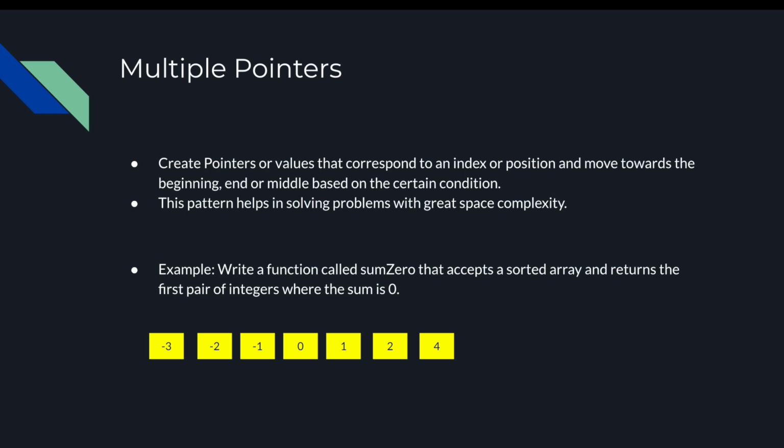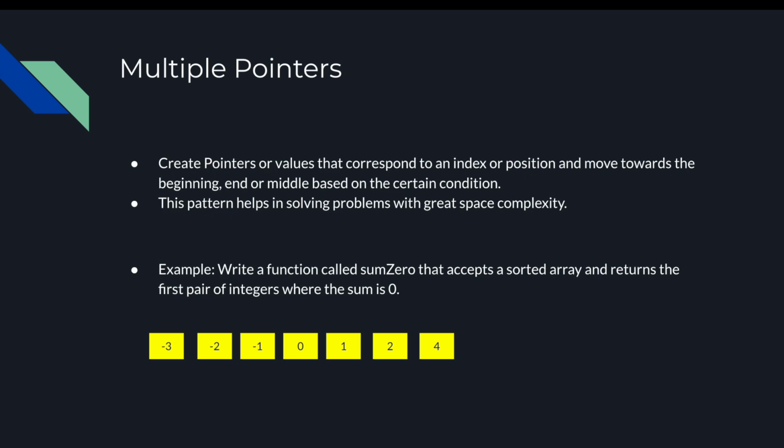So to solve this problem with multiple pointers, our first step is to define pointers. Now as we know, we need to find two integers that have the sum of 0, which means out of these two integers, one integer will be negative and the other one will be positive. Since this array is sorted, we know the negative values will be on the left hand side and the positive values will be on the right hand side. So we will define the pointers at both ends of this array.